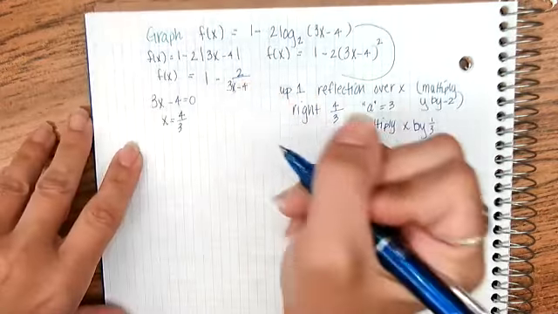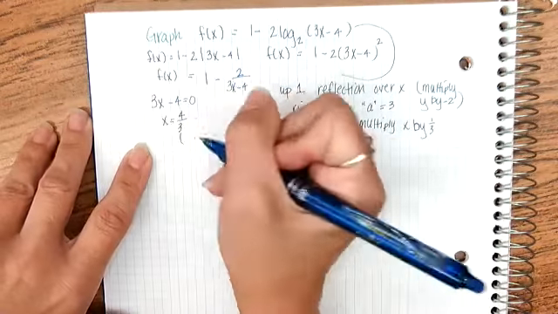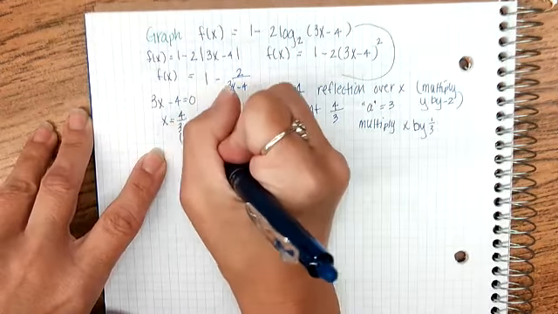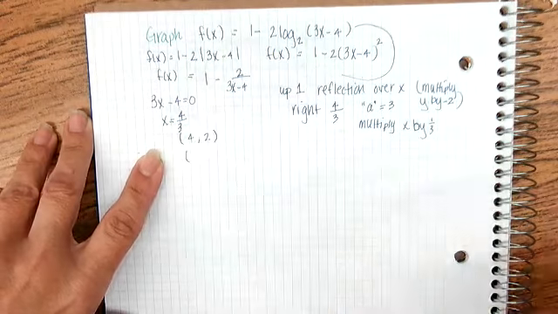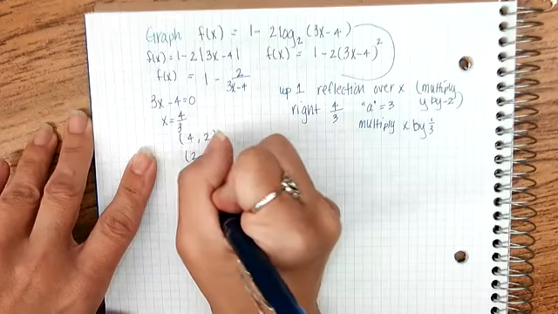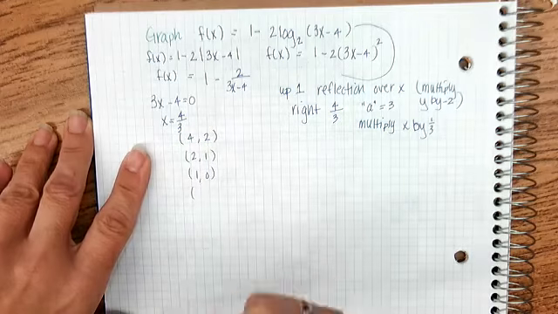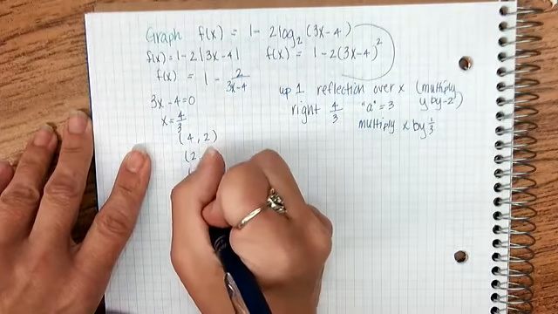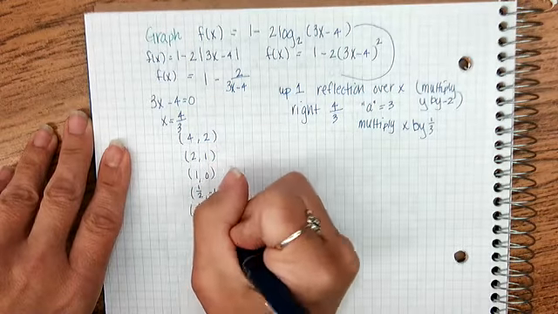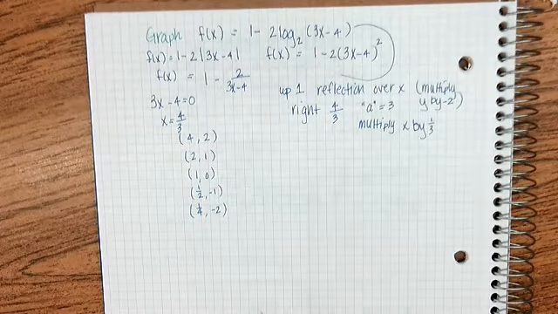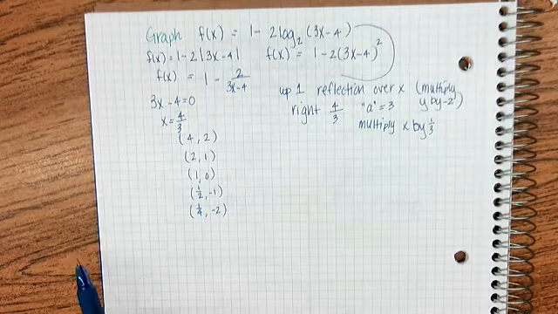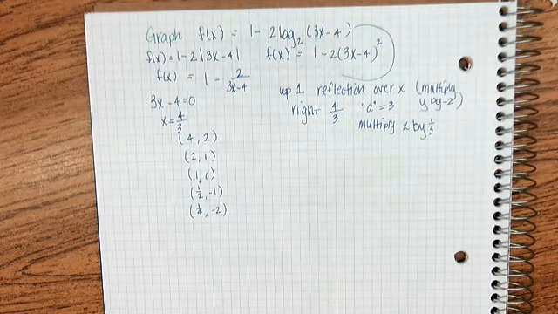Parent points. So for a log graph, the exponential goes through 2, 4, so the log goes through 4, 2. Exponential goes through 1, 2, so this goes through 2, 1. Then 1, 0; 1/2, -1; 1/4, -2. Okay, so those are your parent values. If it helps you, write the exponentials off to the side and then flip them, or memorize the log ones, whatever. Doesn't matter how you do it.